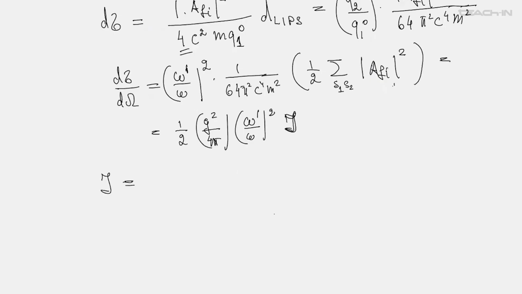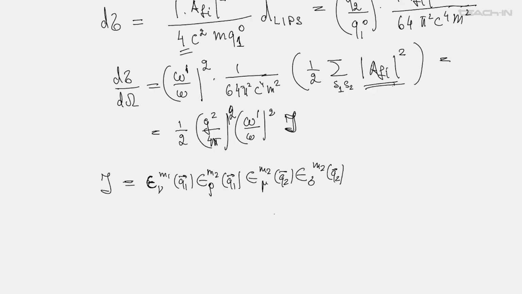M1 Q1 epsilon rho M2 on Q1, epsilon M2 mu on Q2, epsilon sigma M2 on Q2. No, this is correct what I'm writing. Actually, here is a square. That's because you are taking a square of the amplitude. So the amplitude itself is proportional to G squared, but you're taking the modulus squared of it. And that's why you need to square G squared. That's the reason why it appears there.